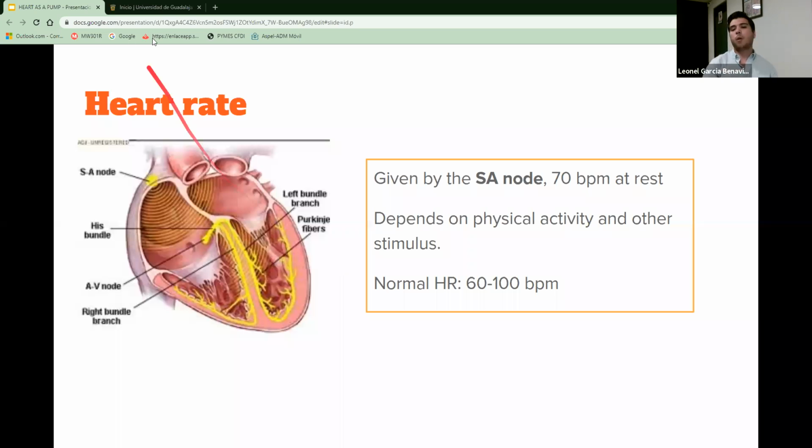The heart rate. What's the normal heart rate? 60 to 100. We already reviewed that. In clinical practice, you're always going to say it's from 60 to 100. 70 beats per minute is the average at rest. And as we said before, physical activity is going to have a huge impact on this heart rate. Sometimes it can even go up, sometimes it can even go down at rest, through the compensations and the innervation that we saw through the sympathetic and parasympathetic systems.